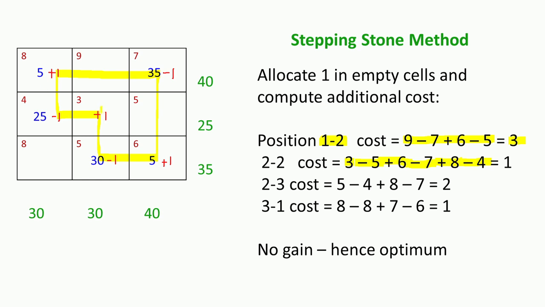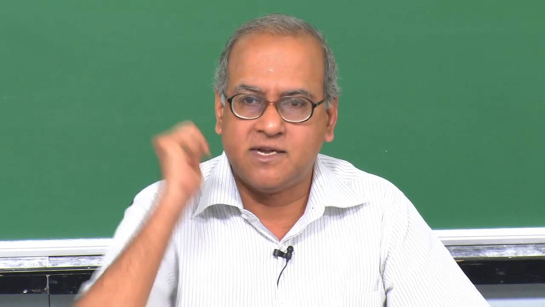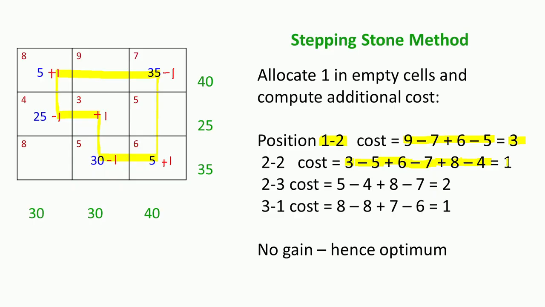You can say the loop is from this or the loop is from the other way, it means one and the same. So, plus 3 minus 5 plus 6 minus 7 and so on. So, the net result of these is a plus 1, which means if I put 1 unit in this position, my cost will increase by plus 1. Therefore, it is not profitable for me to put it in this position.